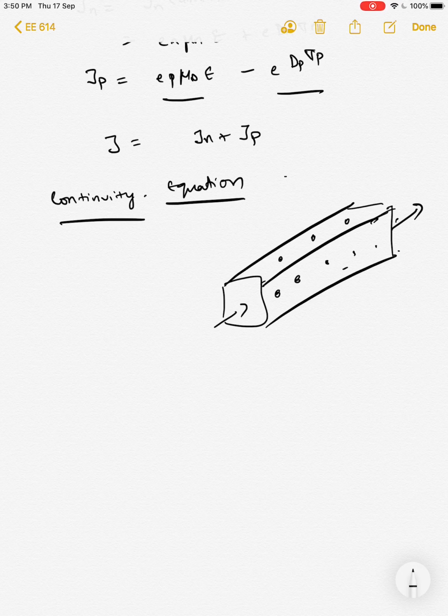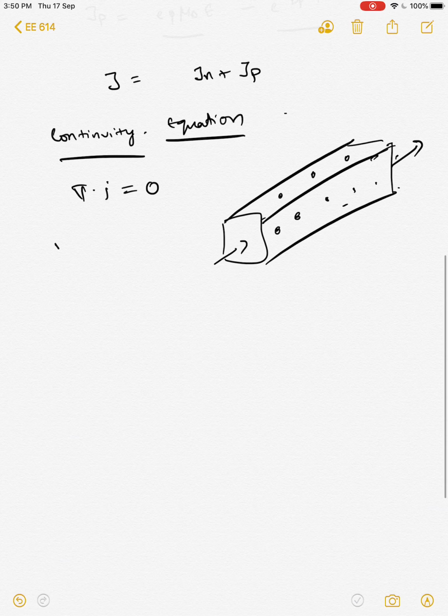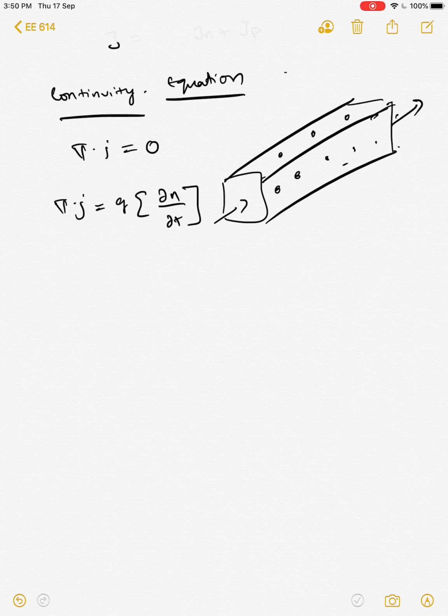Whatever comes in should go out, otherwise there will be some stagnation in the material here, leading to a violation of the incompressibility. Del dot J equal to zero means that there cannot be any changes. Suppose this is not true, if del dot J is not zero, then that means that there exists some amount of carrier which is being stagnated inside, and that will be q times dn by dt. This is what is written in the usual classical case in which you talk about flows in fluids, but the typical way in which the electrical engineer writes this equation is dn by dt.